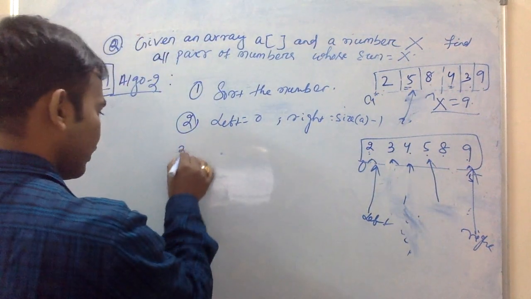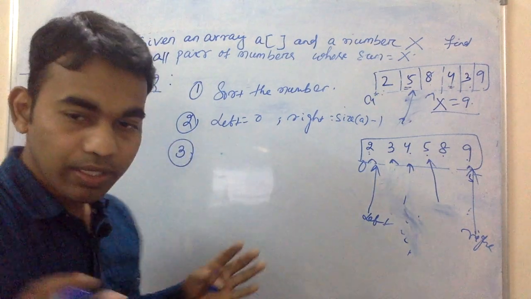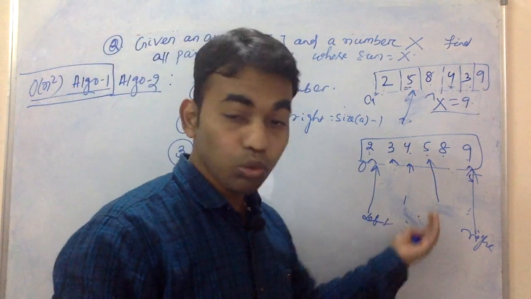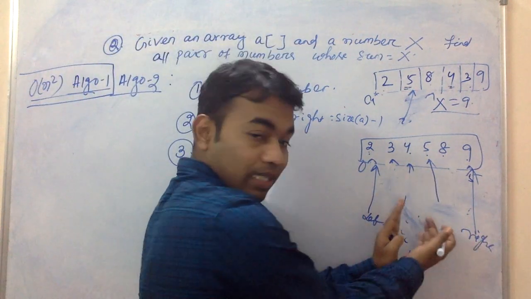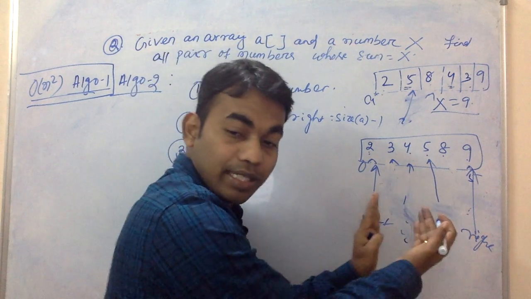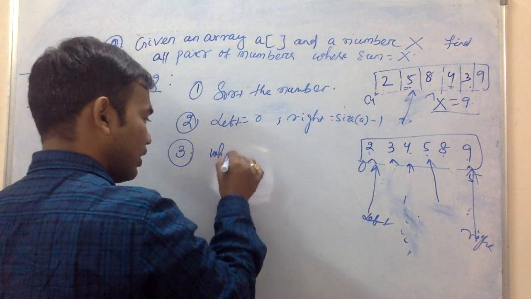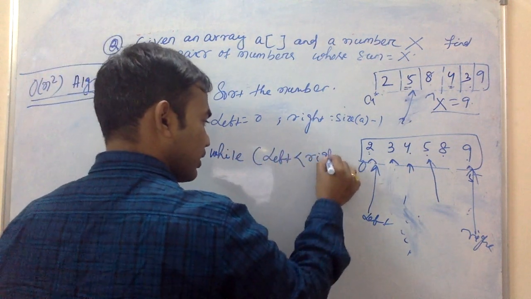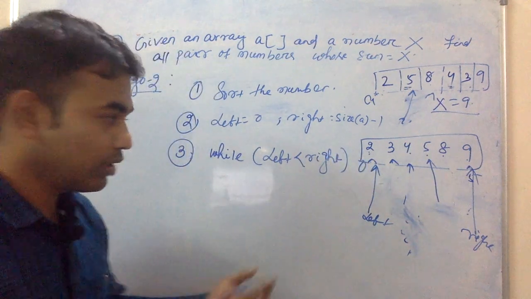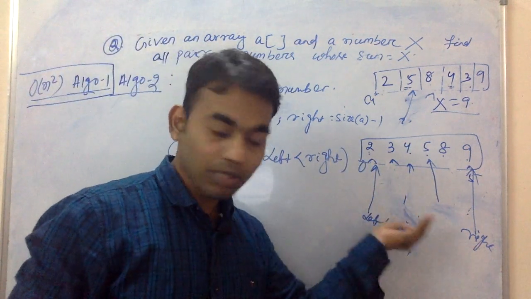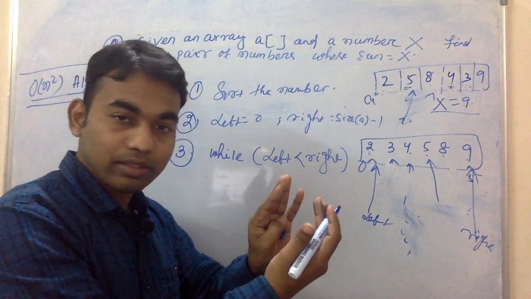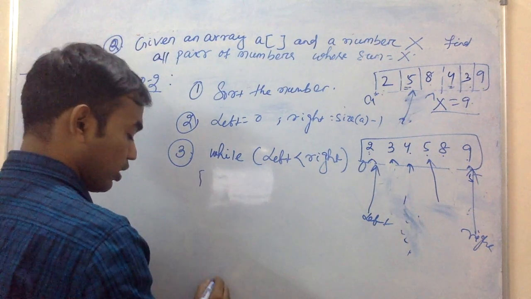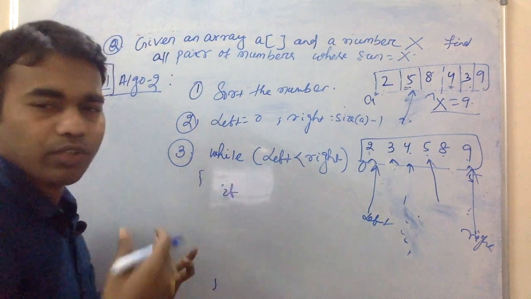Third step: you need to start traversing from this side and that side, but you need to continue until which point? Whenever left and right are very close, that means left is less than right. This is very important: while left is less than right, because left is increasing that way and right is coming that way, we will continue. What will be the condition here? There is only an if condition, nothing much.